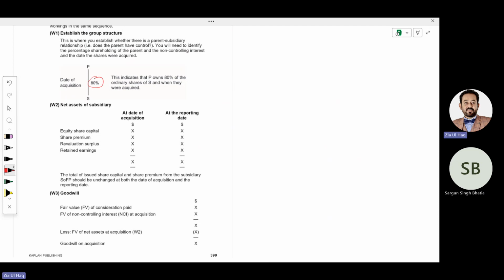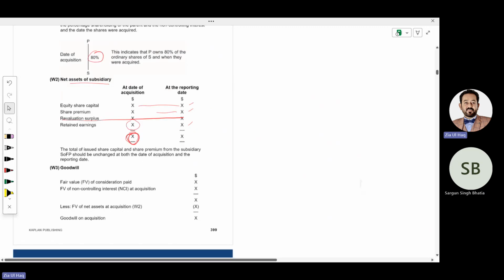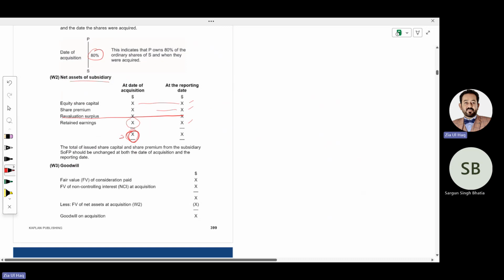What we will do? We will calculate the net assets of the subsidiary first: share capital, share premium. Forget about revaluation surplus now. Retained earnings, total. Share capital and share premium will remain the same, and for the opening figure of retained earnings, we will see whether it is given in the question. So we will add. This is the fair value of net assets acquired. What was the formula? Consideration paid less fair value of net assets acquired.